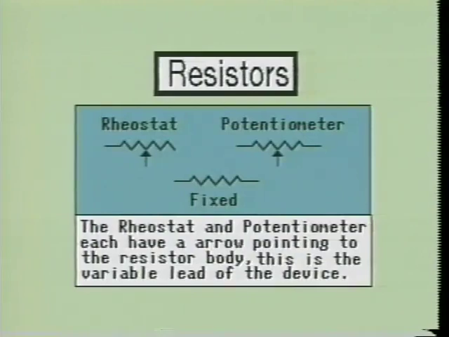Here we see the schematic symbol for the fixed resistor, rheostat and potentiometer. The rheostat and potentiometer each have an arrow pointing toward the resistor body. This is the variable lead of the device.